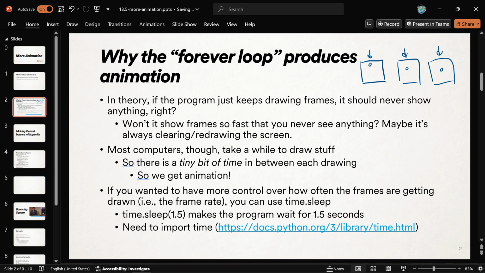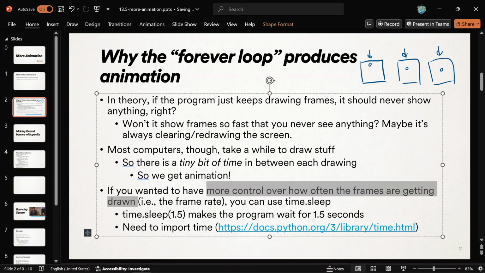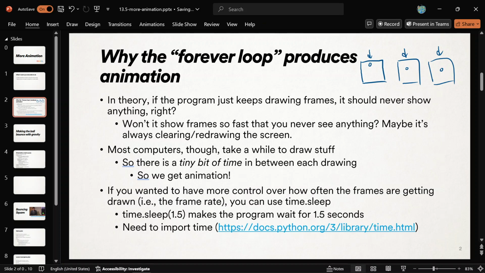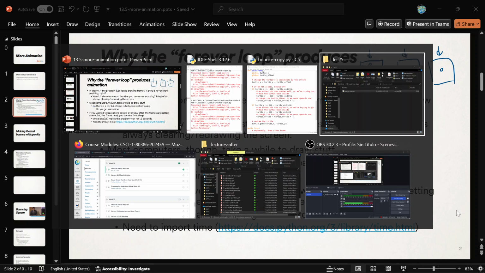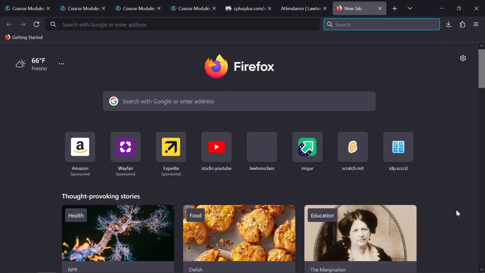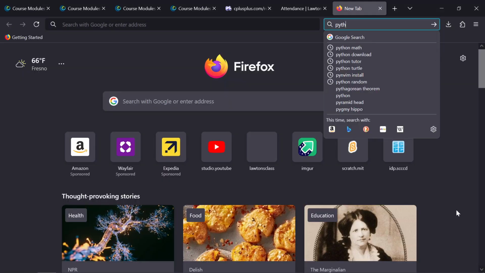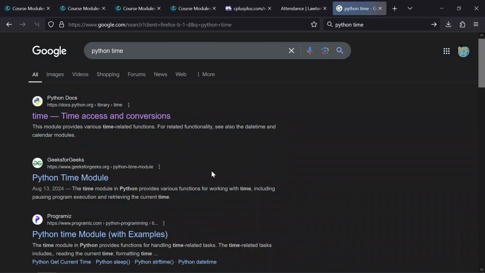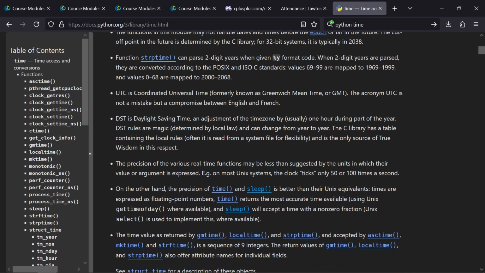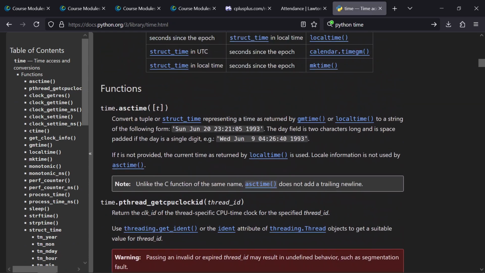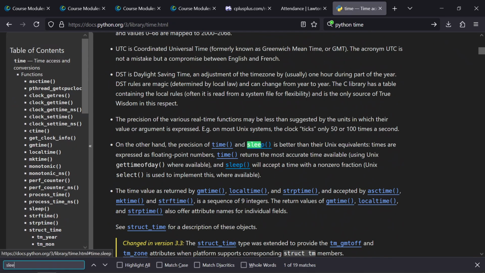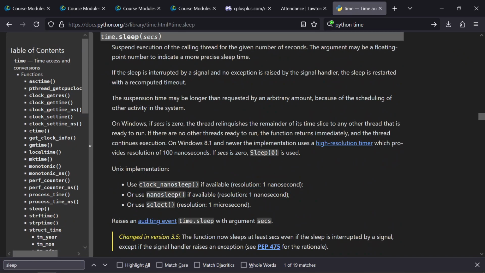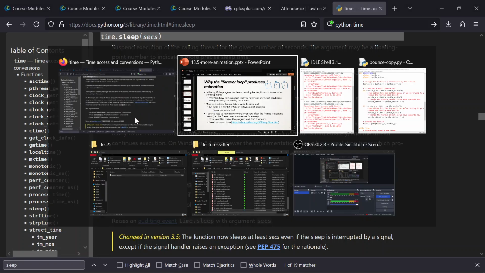If you wanted more control over your frame rate, how fast the frames are being drawn, you can use a function in the time library. It's called time.sleep. It tells the program to go to sleep for a little bit, which is kind of cute. So if I search for Python time, the time library gives us that control, and so we can tell it to sleep. Where's that? There it is. So sleep, you give it a number of seconds, and it will just pause the program, make it go to sleep for a certain number of seconds. Okay, so that's what we can do here.